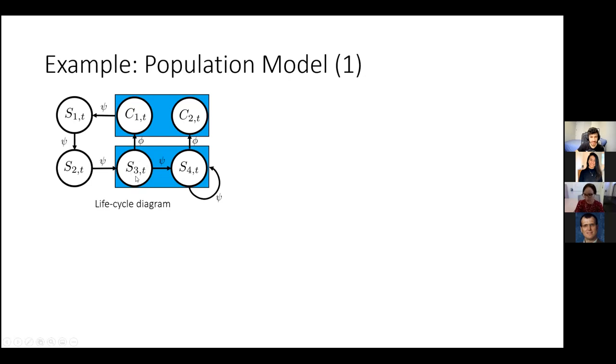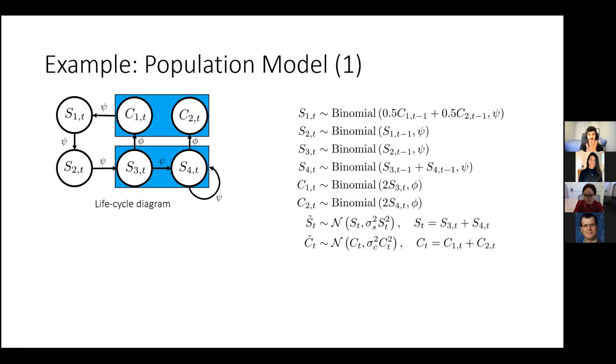Stage 1 chicks come from stage 3 penguins with probability phi. And what that basically is saying is that the reproductive success rate of stage 3 penguins is phi. And we can actually convert this really simple diagram and put it into a bunch of equations that basically describe that relationship using probability distributions. Just to give one example, the stage 2 penguins are drawn from a binomial distribution of stage 1 penguins from the previous time instant with survival probability psi.